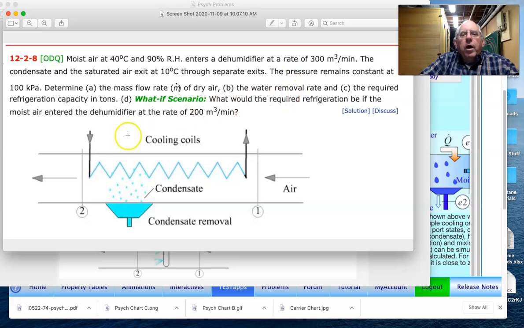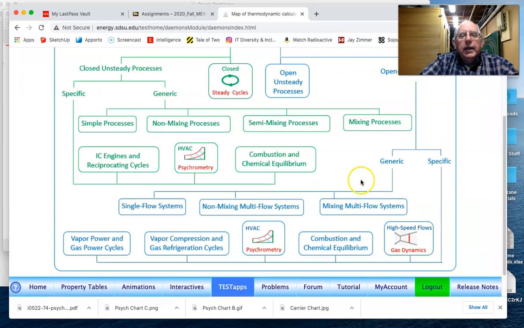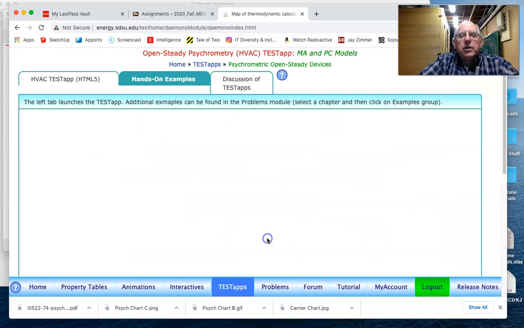We want to know the water removal rate between state 1 and state 2. It's coming out here through the condensate removal pan, and we also want to know the refrigeration capacity required in order to perform this dehumidification. So for this particular problem, we're going to go to our test app. Again, this is a psychrometric problem dealing with a flowing system, and so we're going to select this particular test app.